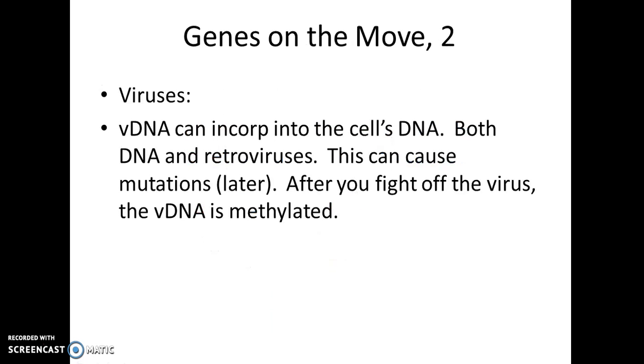The second type of genes that I want to talk about that are moving are done through viruses. So with viruses, the vDNA incorporates into the cell's DNA. We talked about this briefly with herpes, right? When the vDNA gets in, they produce the viruses, and they can kill cells. However, your body can turn around and get rid of the viruses, but you still have the vDNA in your DNA.